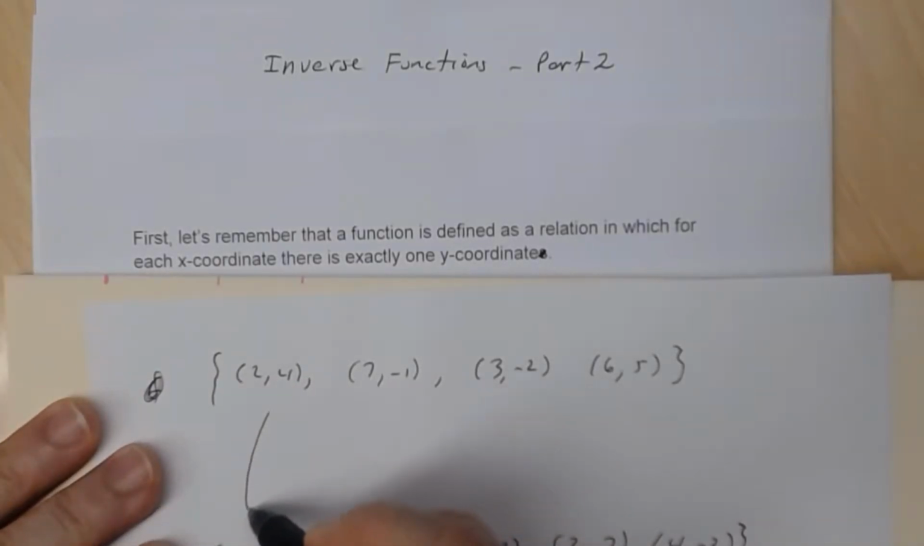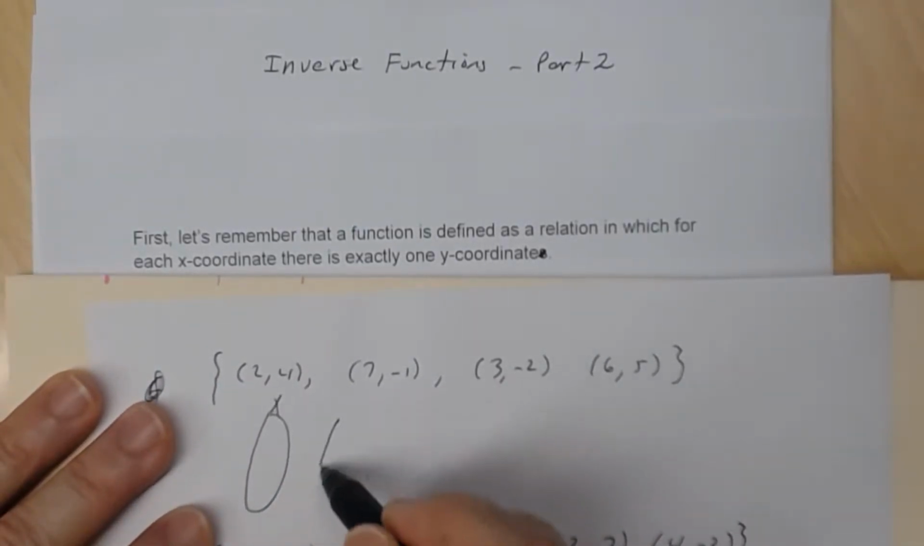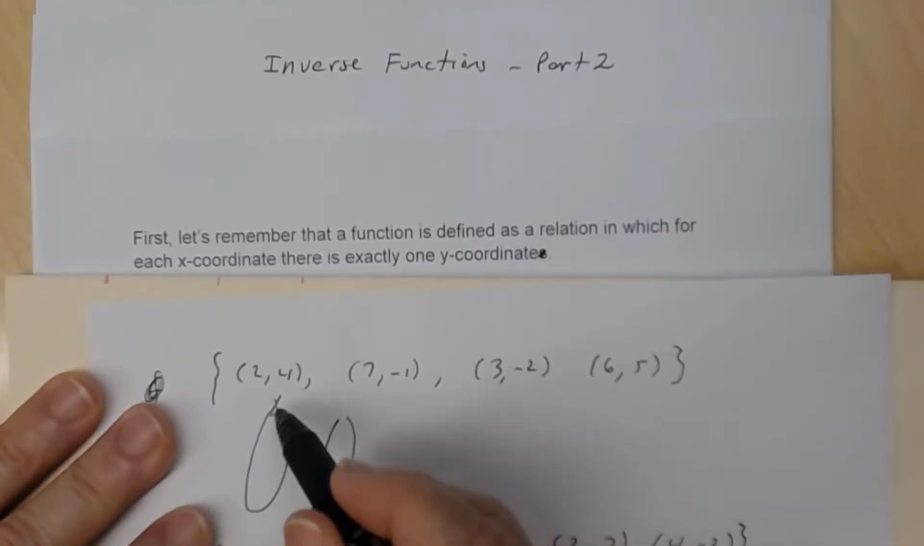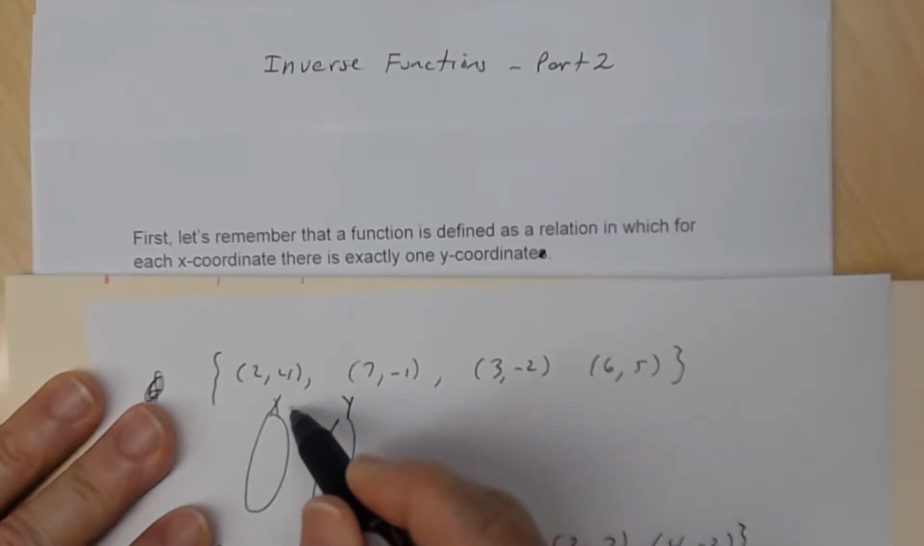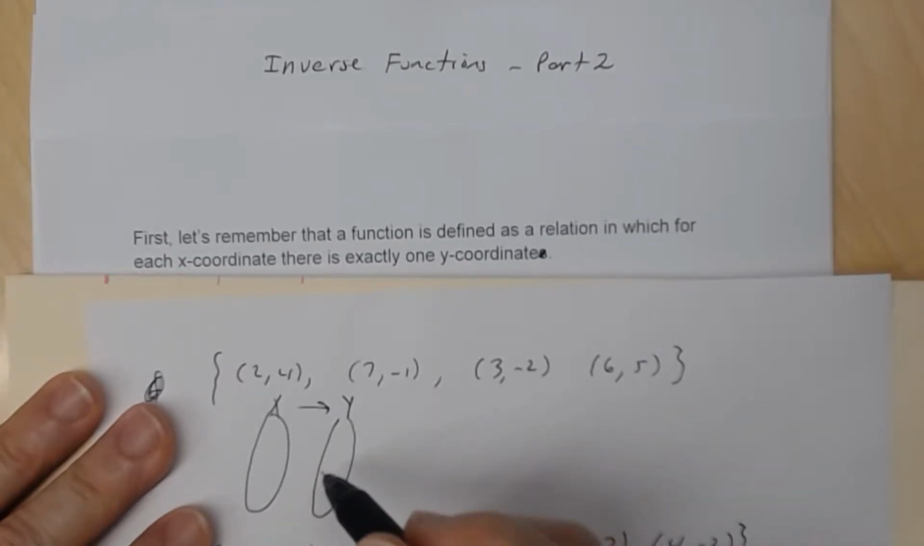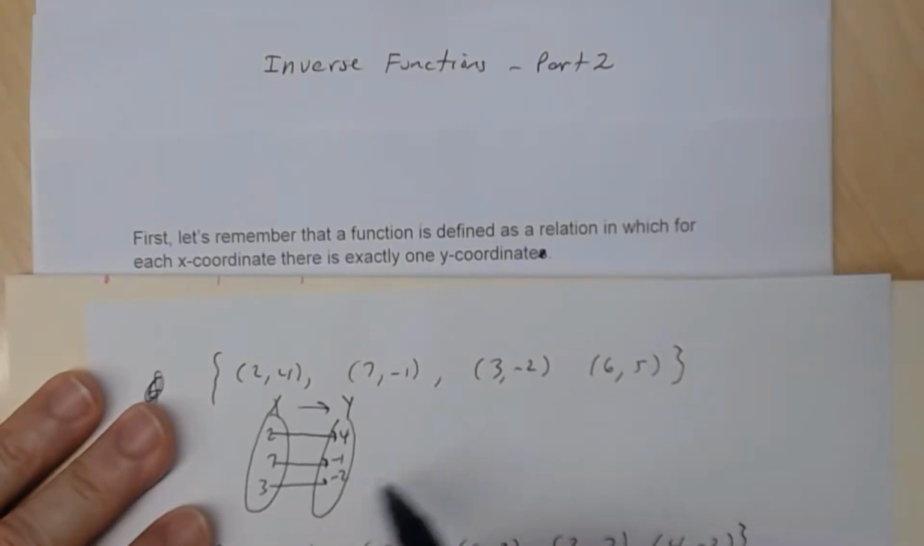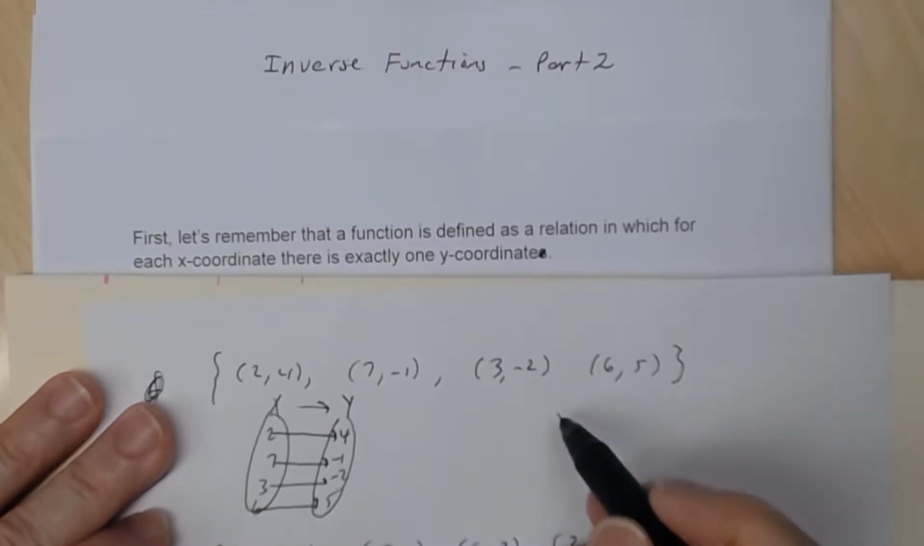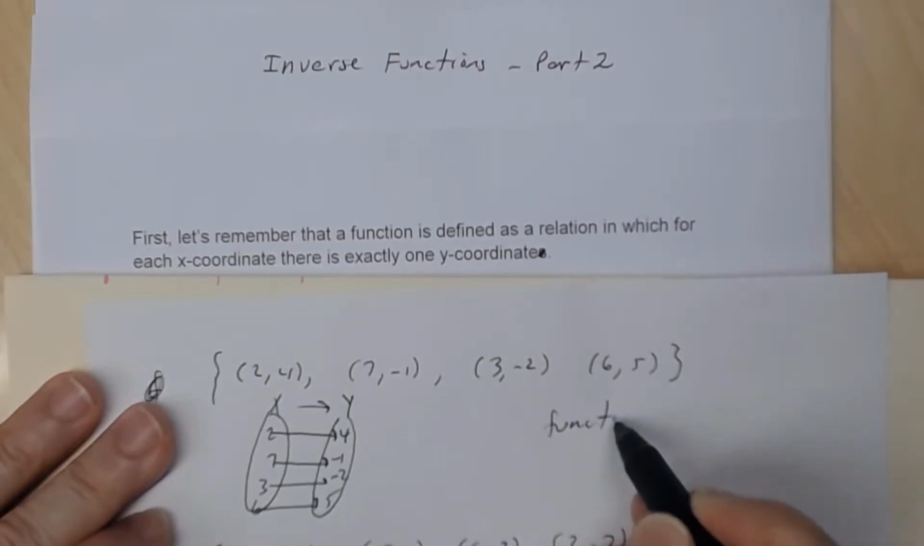So we used a mapping in this case, from x to y. Because remember, for each x, there's got to be one y. That was the definition of function. So if I look at the mapping in terms of x to y, when x is 2, there's only one y value. It's 4. When x is 7, my y value is negative 1. When x is 3, my y value is negative 2. When x is 6, my y value is 5. So notice that for each x value, there's only one y value. So this is a function.